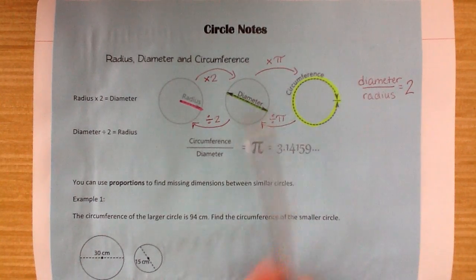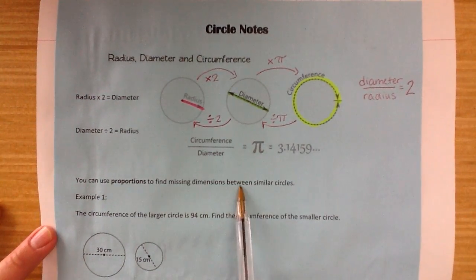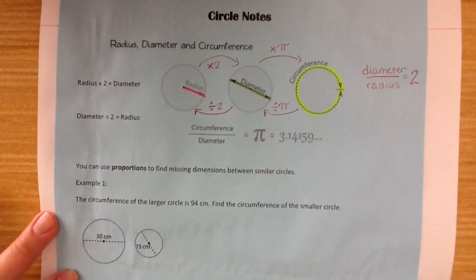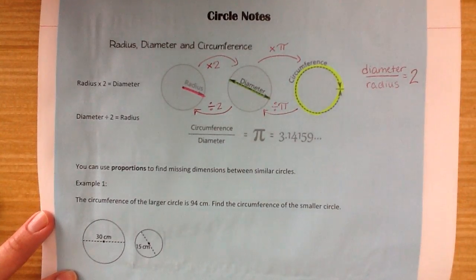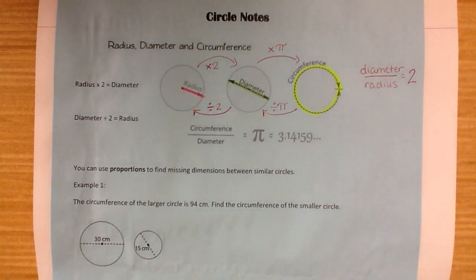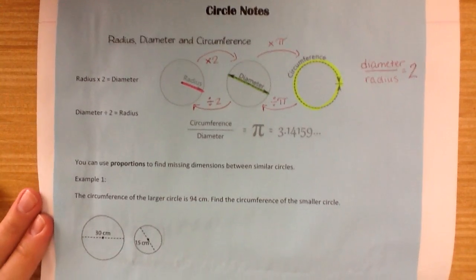So knowing that the relationship is always going to be the same no matter the size of the circle, we know that the circles are going to be proportional, and we can use this to our advantage in order to find missing dimensions between similar circles. So this is very similar to what we did previously in finding the missing side of a triangle or a missing side of a rectangle. But now we're going to find missing information about the circle.